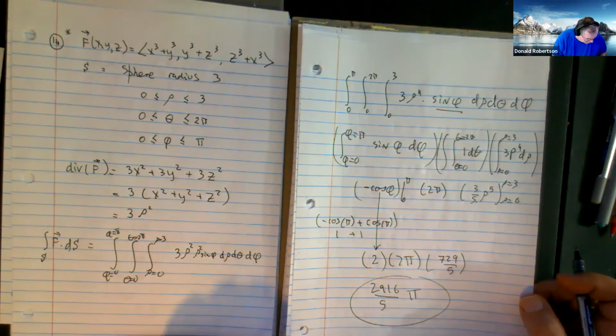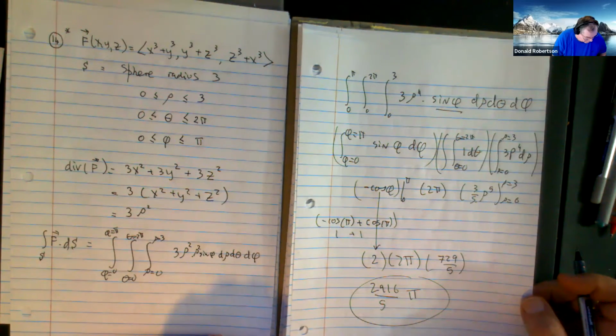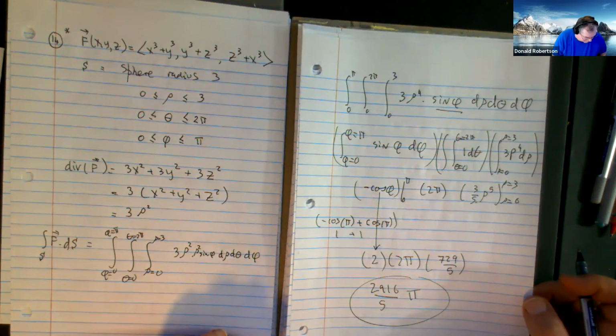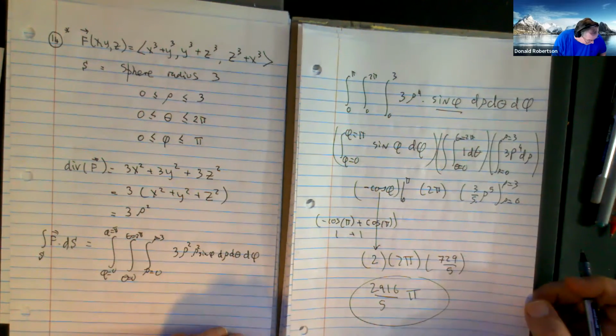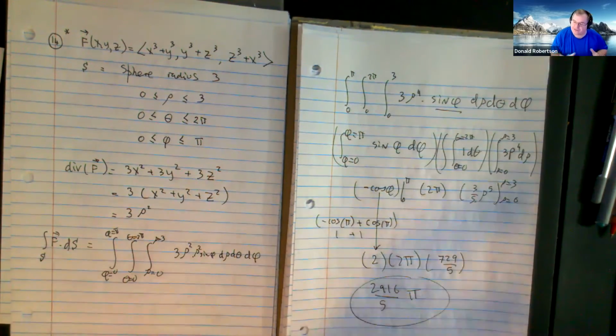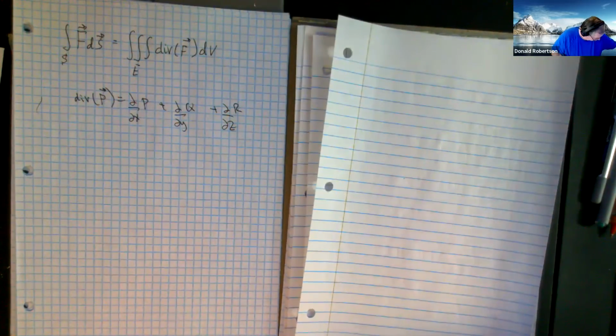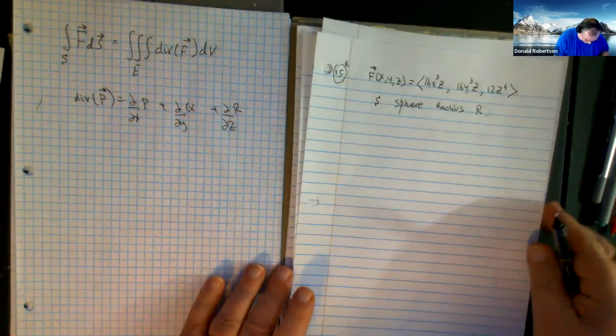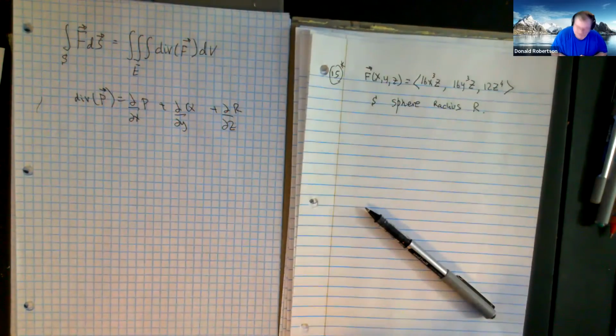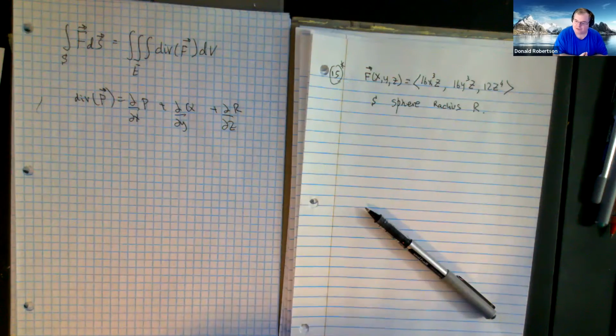Are we comfortable about that? The spherical coordinate system is only really going to be used when the surface is a sphere or a bit of a sphere, right? So the last question is also going to be one of those. So let's get that guy set up. See how far we can get. It's the last question.